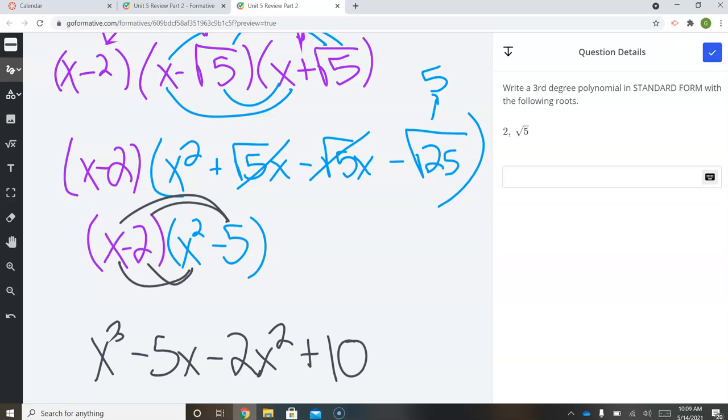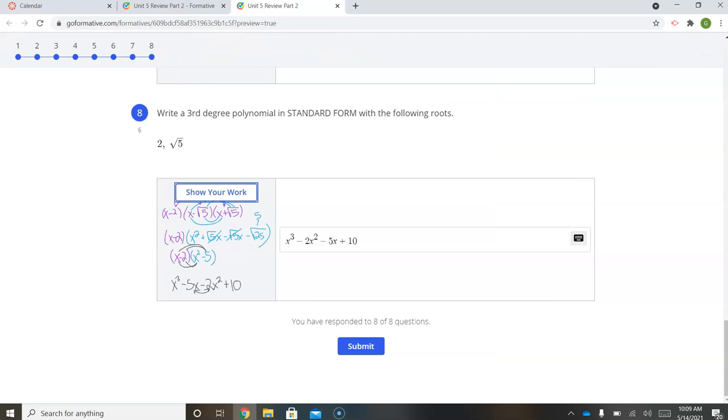But make sure you put this in the right order. This is not in the right order. These two have to switch because the x squared has to come first. So my final answer is x to the third minus 2x squared minus 5x plus 10. Okay, and we're done. So that is the review.